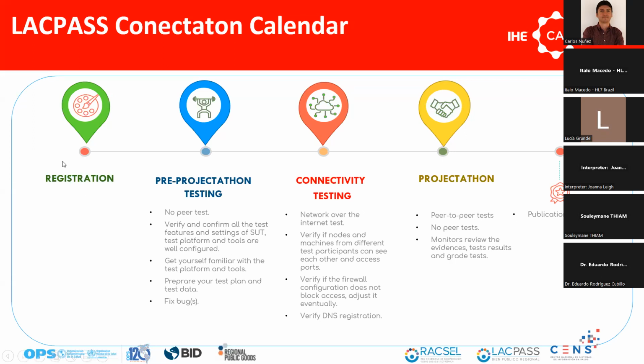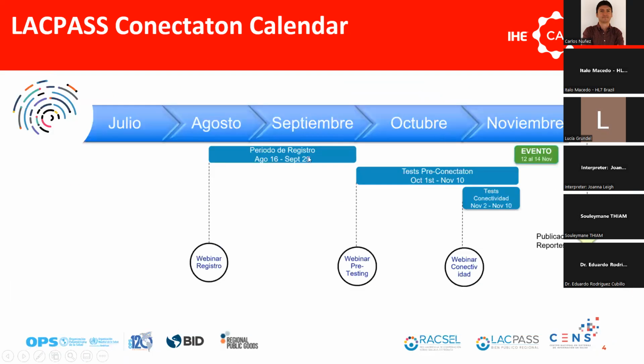So globally, these are the steps: registration, preparatory testing, connectivity testing for the participants that are participating remotely, the event in Sao Paulo, and then the report publication. As you know, the registration is done, at the end of September. So now we are in the stage of the preparatory testing. That's the goal of our webinar today, to show you where to find your preparatory tests and which countries are involved in the preparatory tests.